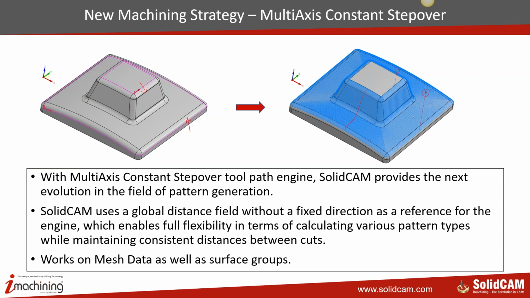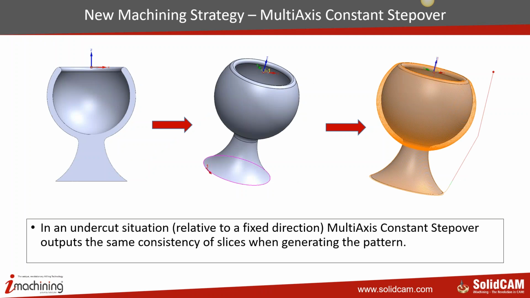It doesn't matter whether it's machining on this surface, or on this surface, or on the fillet below. The stepover is constant and consistent throughout the group of surfaces. It works very nicely even in an undercut situation.